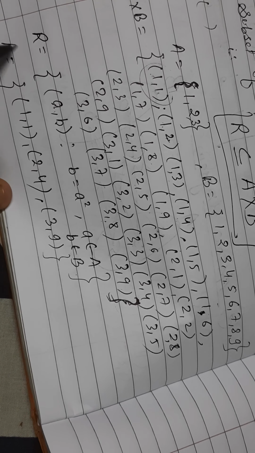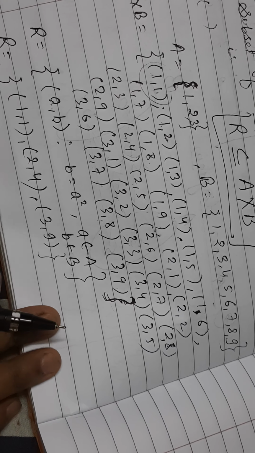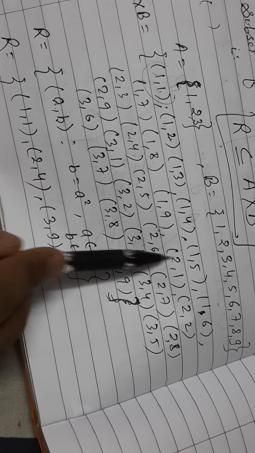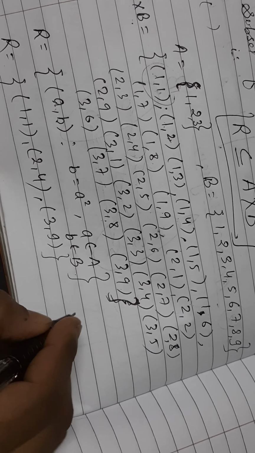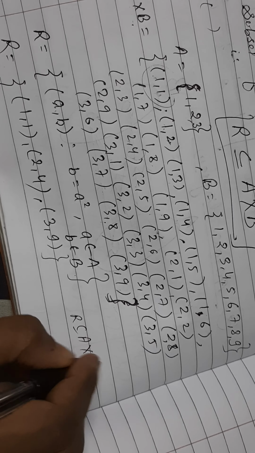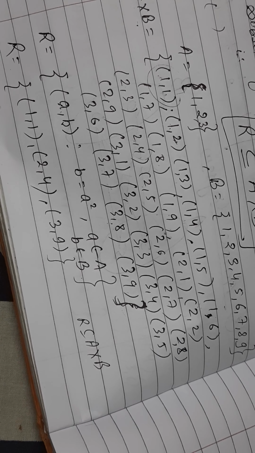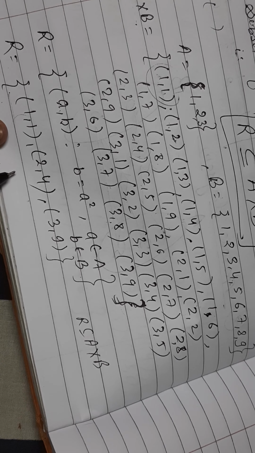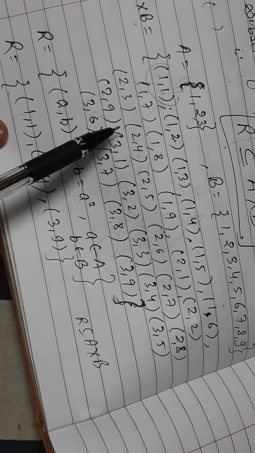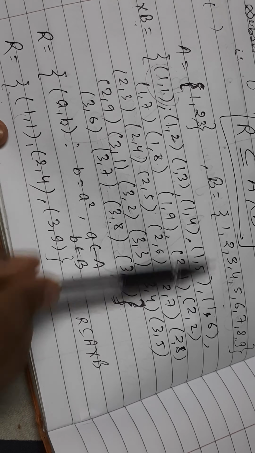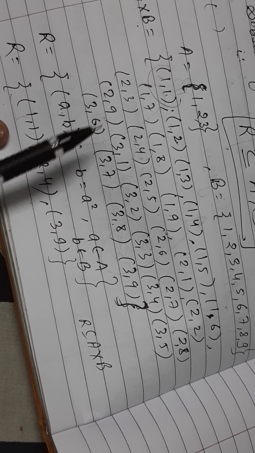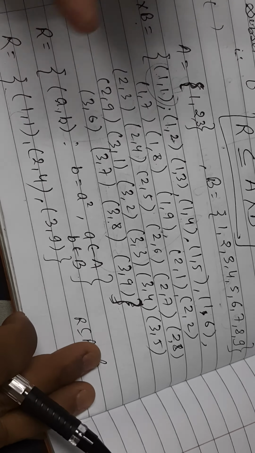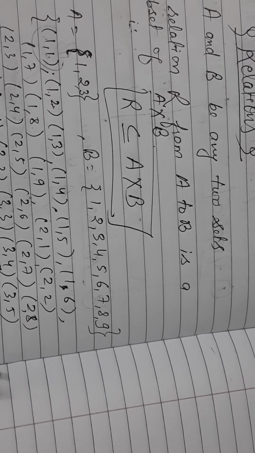Now check whether this R is a subset of A cross B or not. Of course, all the elements of set R lie in A cross B. It means R is a subset of A cross B. And here R is a relation, because each and every element of set R lies in A cross B. And R we have defined like this. Simple. Now take one more example.